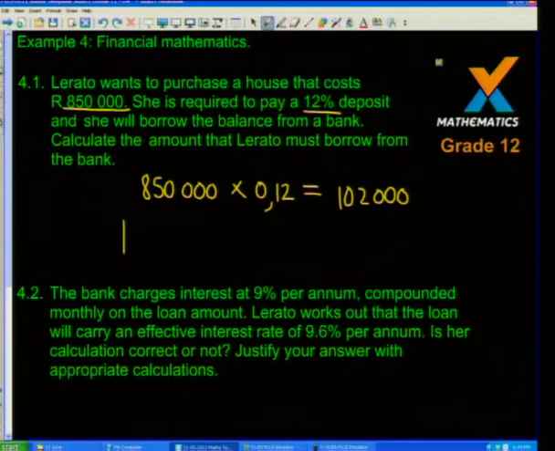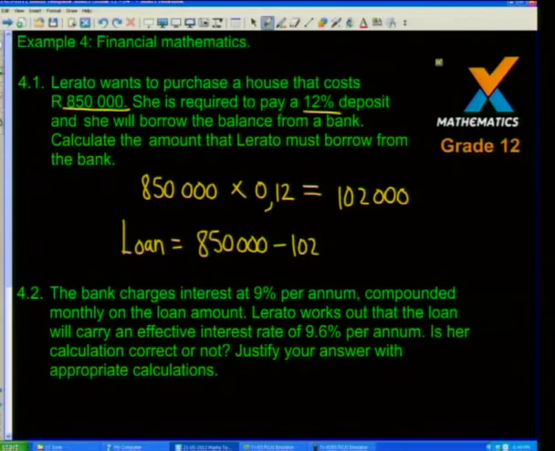Okay, so what she therefore has to loan from the bank is 850,000, subtract her 102,000, and that we can do without the calculator, and we're going to get 748,000. Right, so that's what she needs from the bank.